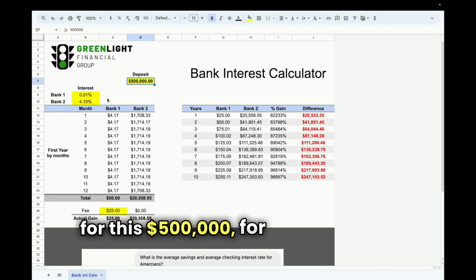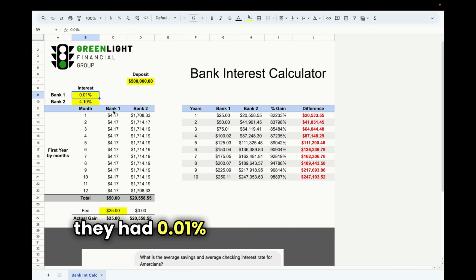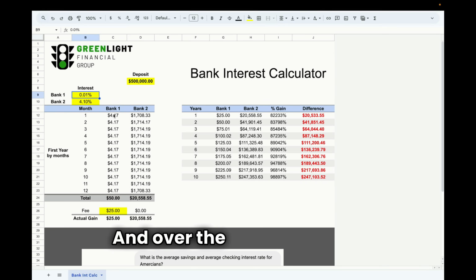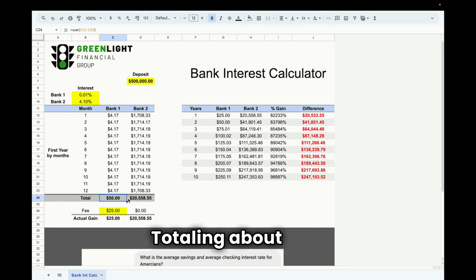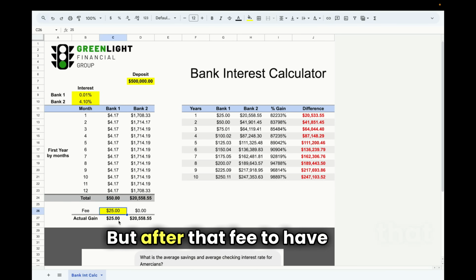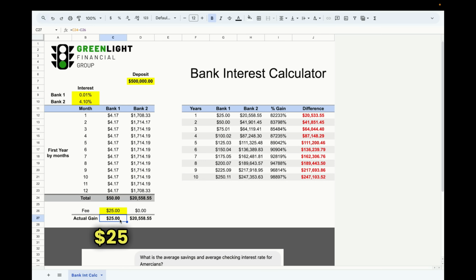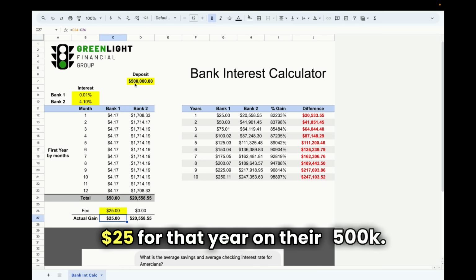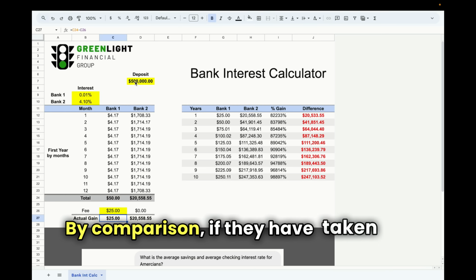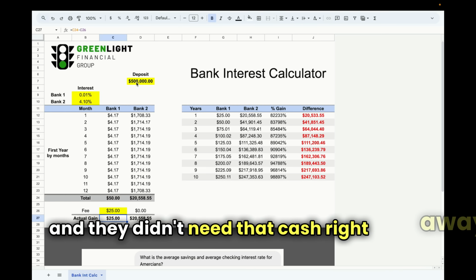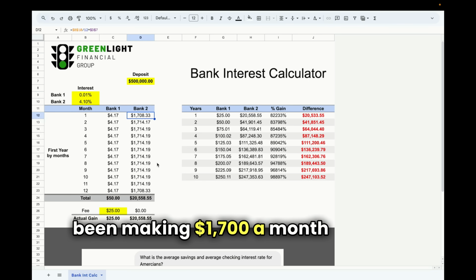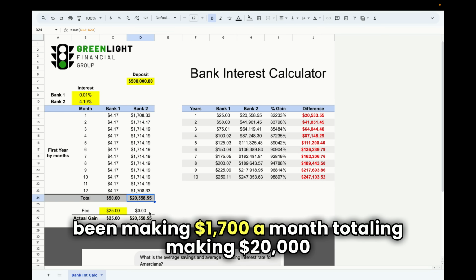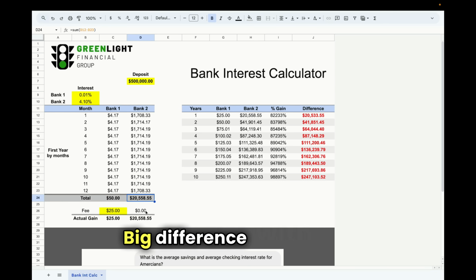For this $500,000, this particular person had 0.01% interest on their bank account. Over the first year, each month they were making about $4.17, totaling about $50. But after the fee to have that business checking account, they were only making $25 for that year on their $500K. By comparison, if they had taken that money out and they didn't need that cash right away, they could have put it into a high interest yield savings account like Apple's, and they could have been making $1,700 a month, totaling $20,000, right? Big difference with no fee.